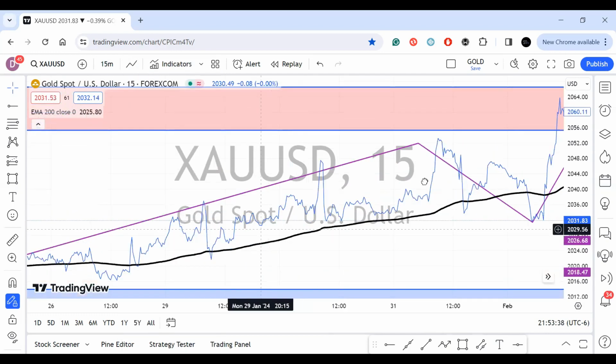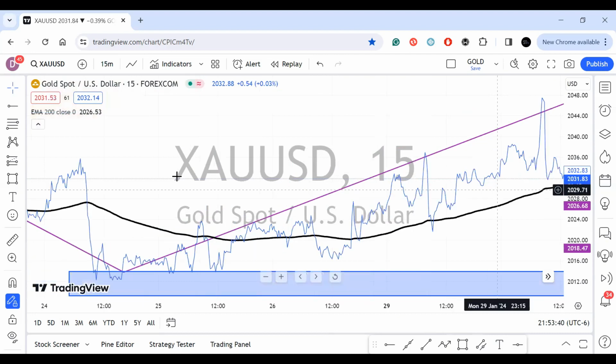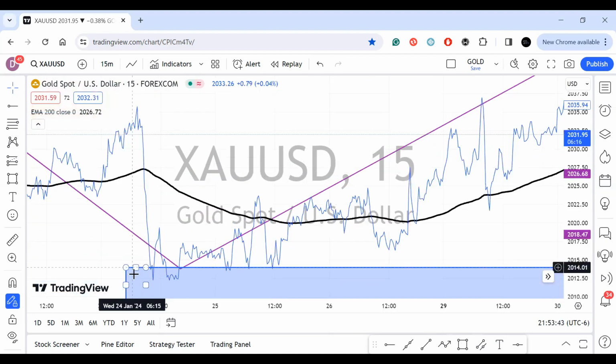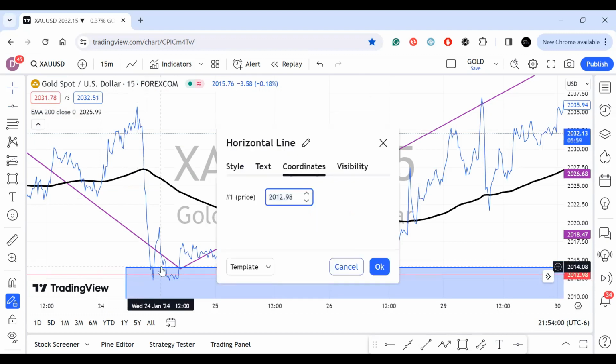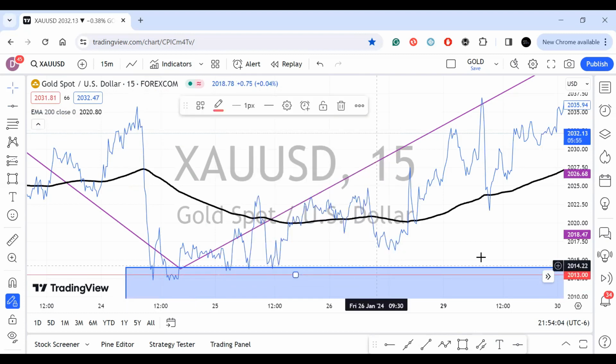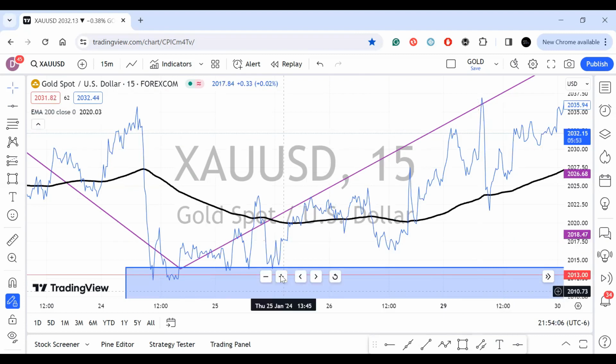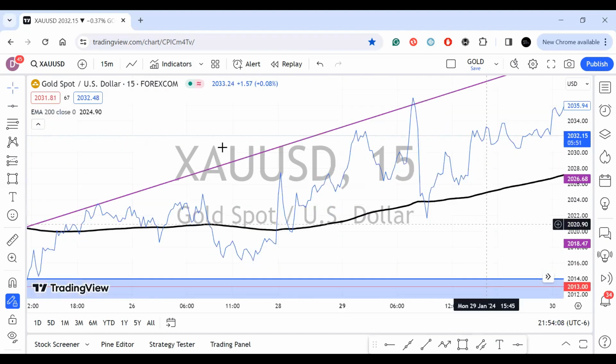I'll go to line chart. So I see price coming down to this zone right here. So for my TP, price will come here, but I'm looking to just take it at 2013. 2013 will just be my target for tomorrow. So this is my target for tomorrow.